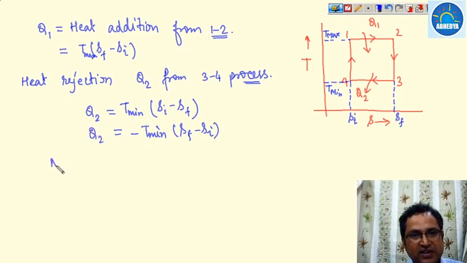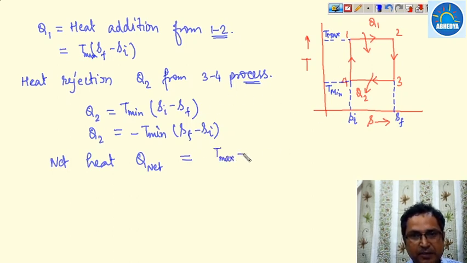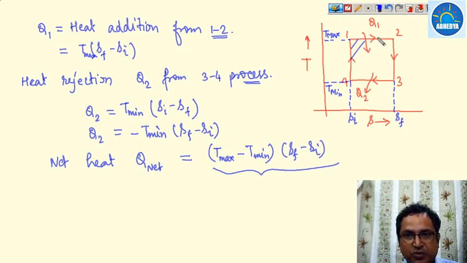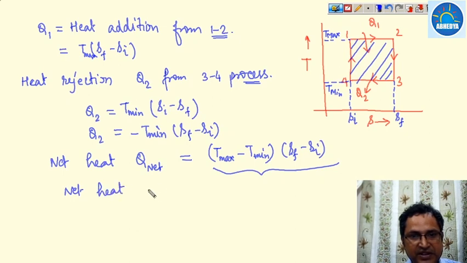So net heat transfer, Q net, that is Q1 plus Q2, and if we calculate, this is T max minus T min into SF minus SI. And what is this value? T max minus T min into SF minus SI. This is nothing but the value of this shaded portion. Okay, that is, net heat is equal to the area of the TS diagram.